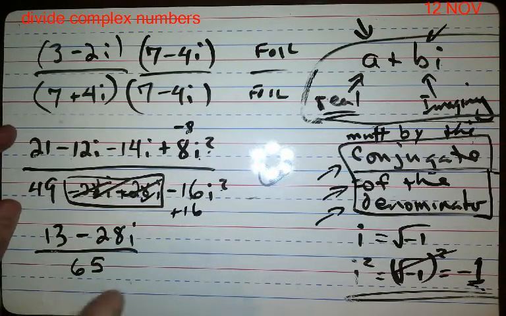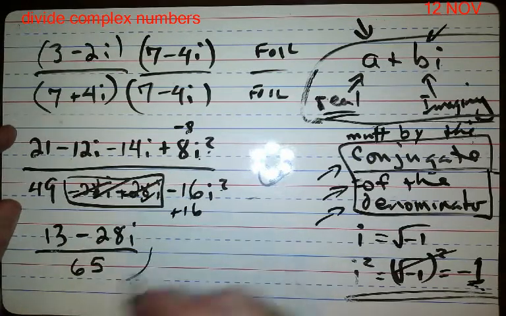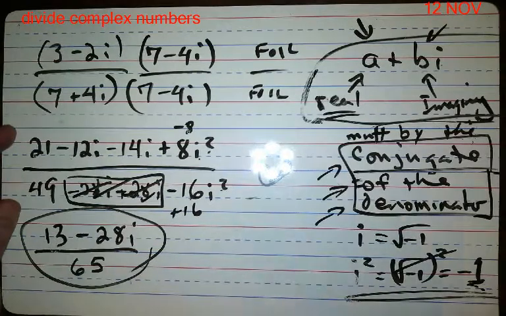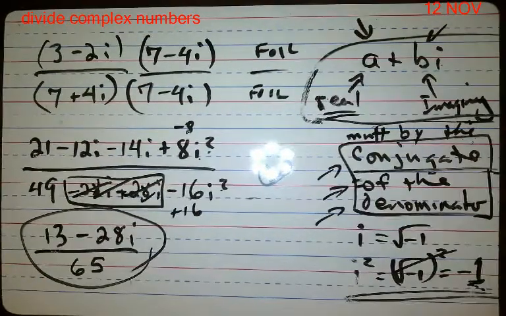Now none of these are divisible by the same number. I can't reduce, so I am done. Hooray. And now you should be able to do today's homework. There should be no problem at all, right? As long as you remember to multiply by the conjugate of the denominator.